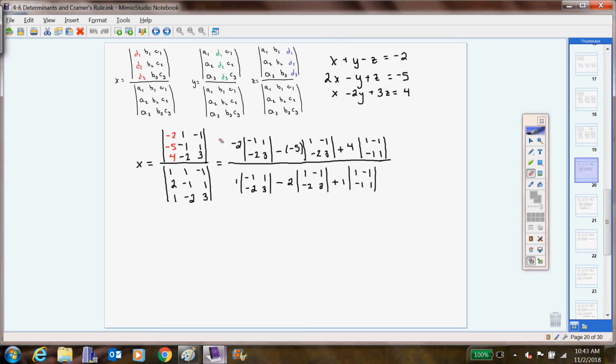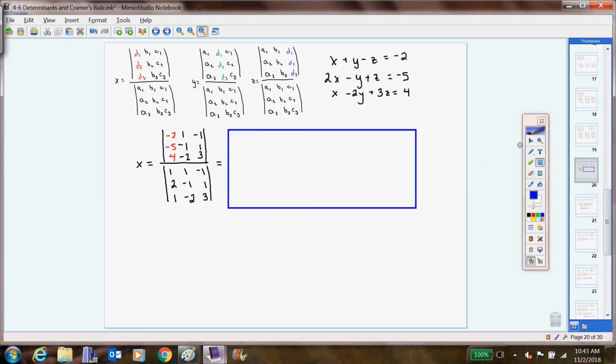So here we have the numbers replaced just as I just described. 2, negative 5, 4, this is the one you're solving for. Here's all of our coefficients, 1, 1, negative 1, 2, negative 1, 1, 1, negative 2, 3 that come from here. But then the numerator and the denominator both have to be calculated using minors.